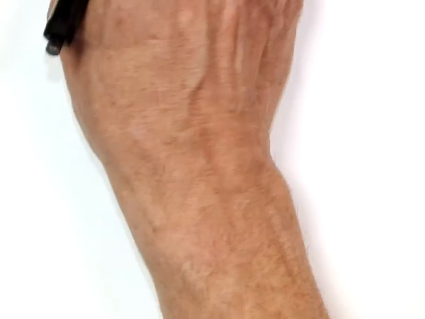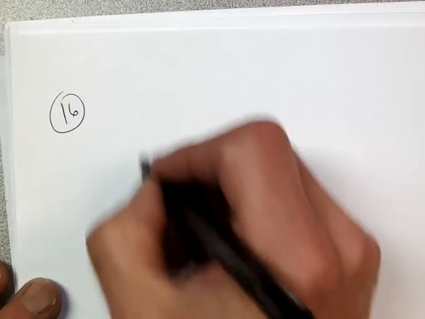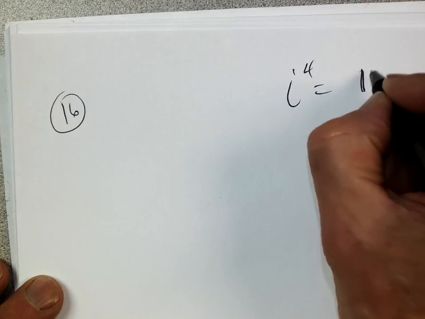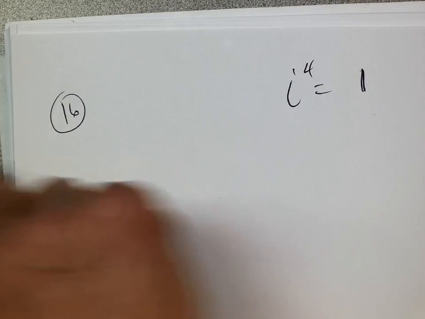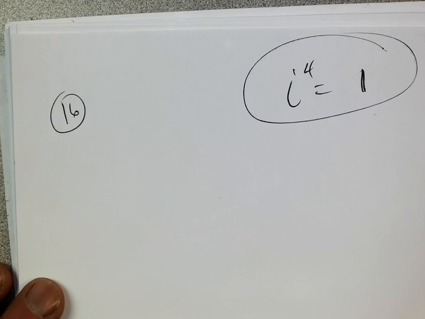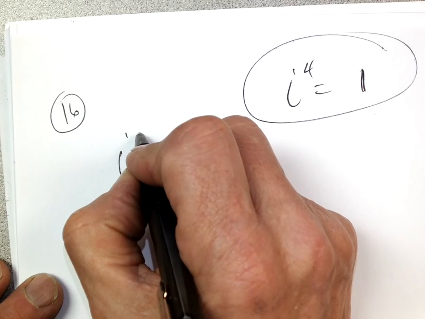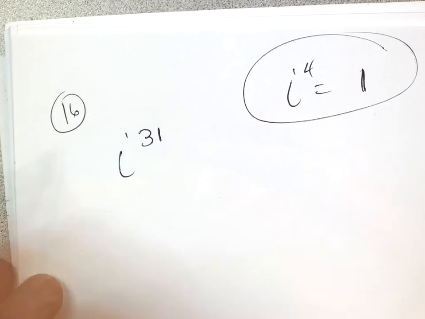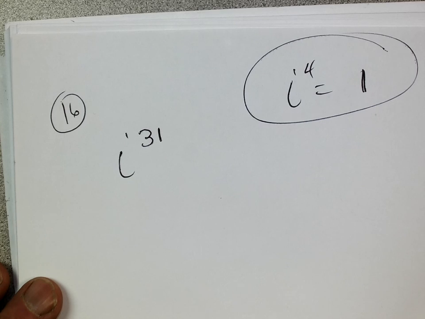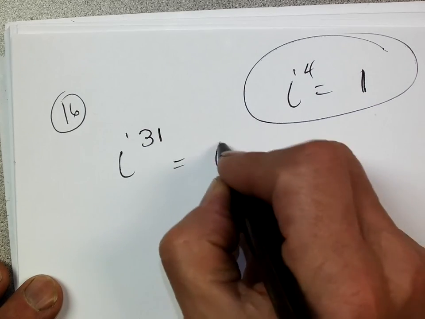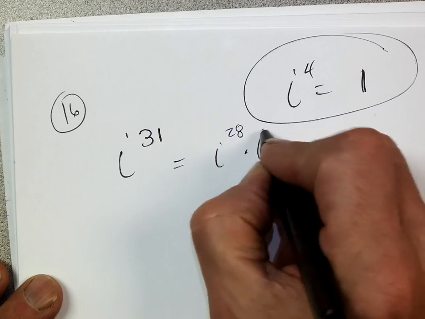Yay. Okay, I want to do 2 more problems and I'm done, honest, okay? So, let's do, what number is this? 16. Okay, number 16. If i to the 4th power is 1, okay? We talked about that on Friday also. i to the 4th power is 1. So if I had i to the, let's say, 31st power, it's always one. That's the same thing as i to the 28th times i to the 3rd.